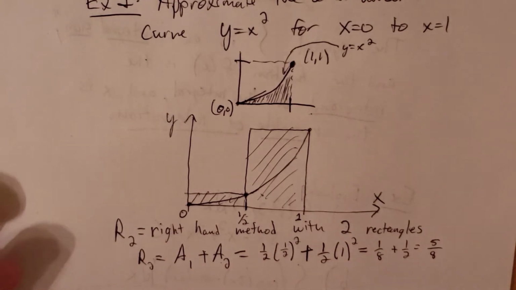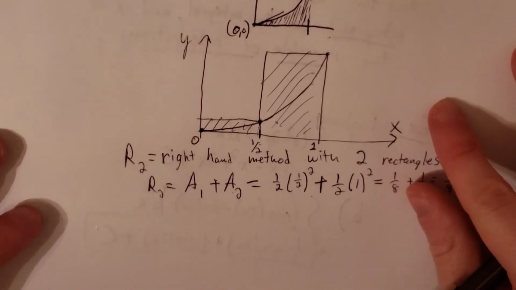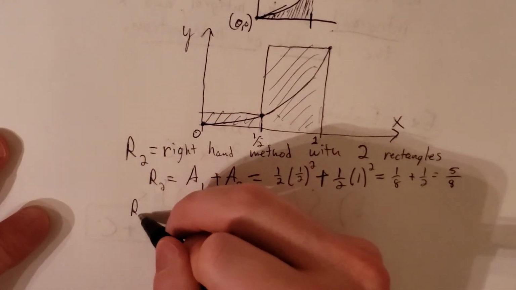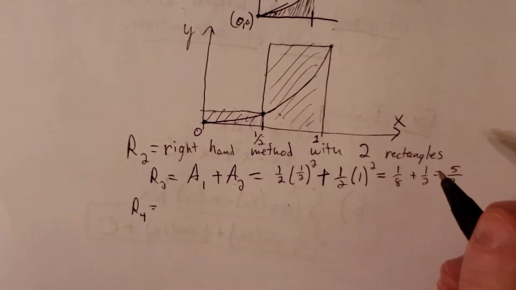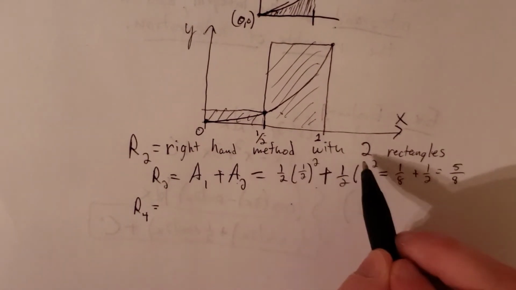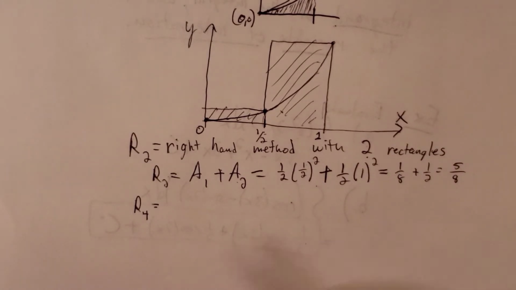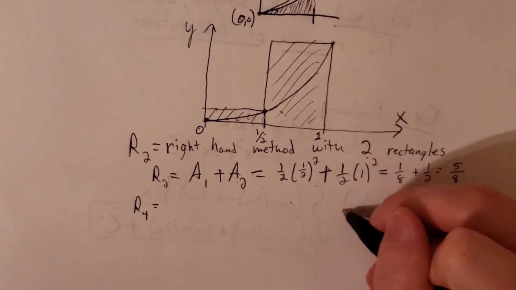Okay, we're going to do something very similar here and calculate R4. Now, what is that? Well, that is the right-hand method with 4 rectangles. Let's go ahead and draw the picture of that.